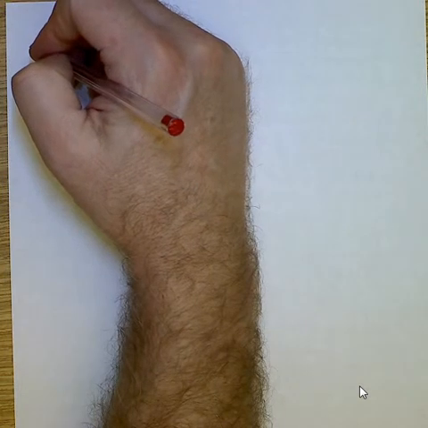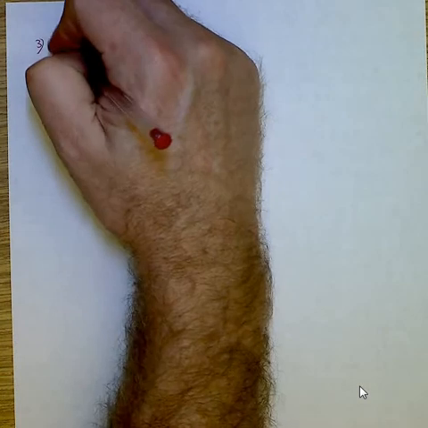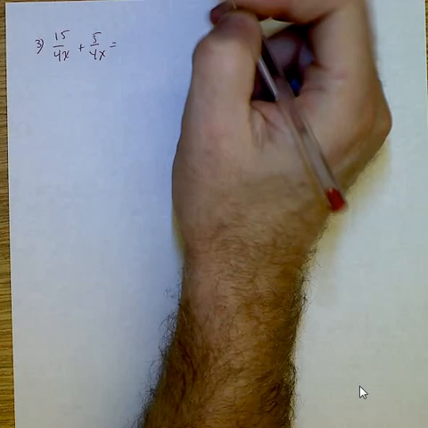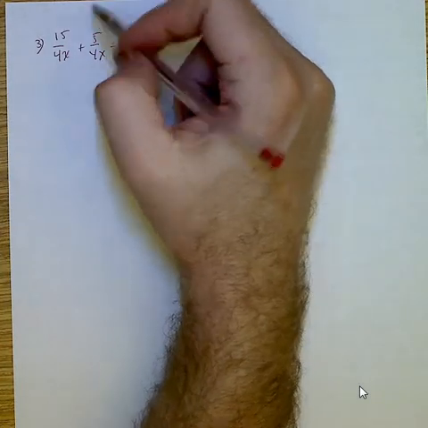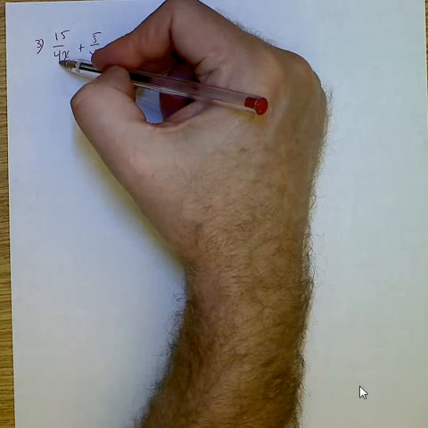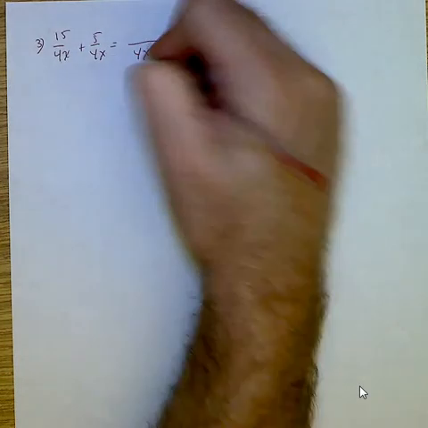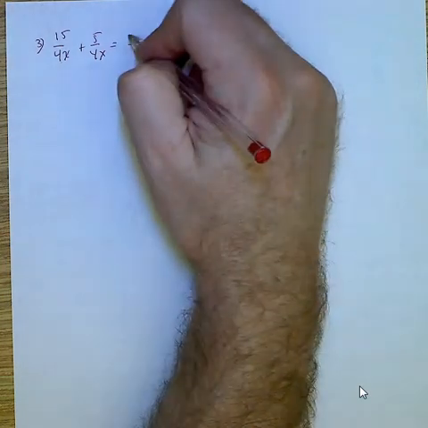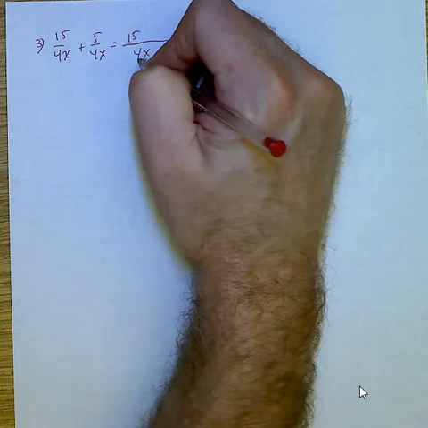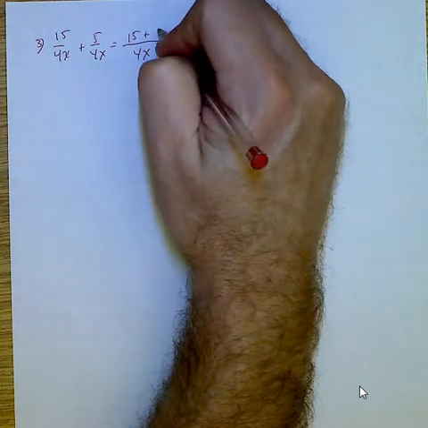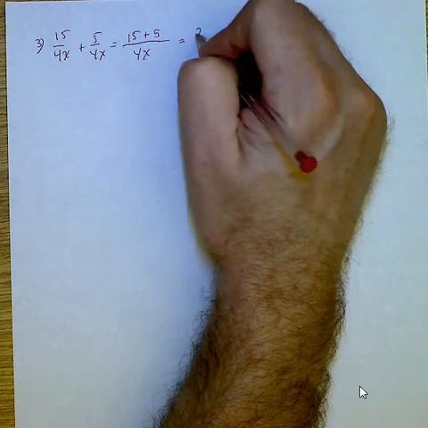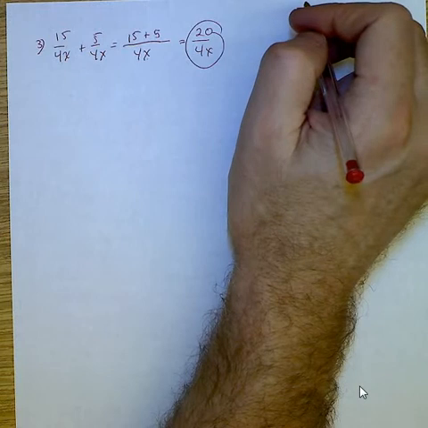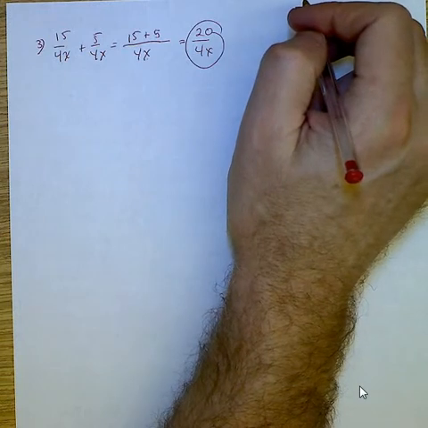So for example, on page 586, number 3, you're given 15 over 4x plus 5 over 4x, and you're asked to add those. Well, when you add and subtract fractions, you're looking for a common denominator. We have a common denominator of 4x. Both terms have 4x as their denominator, so there's not a lot of work to be done. We make the denominator common like this, and we have the 15 plus the 5, and we're left with 20 over 4x.